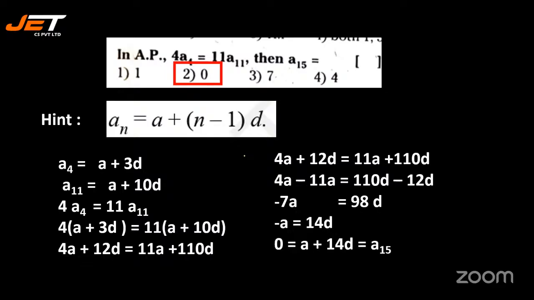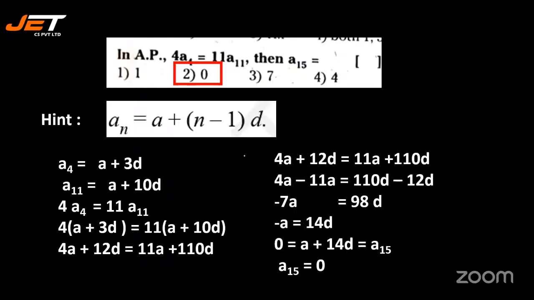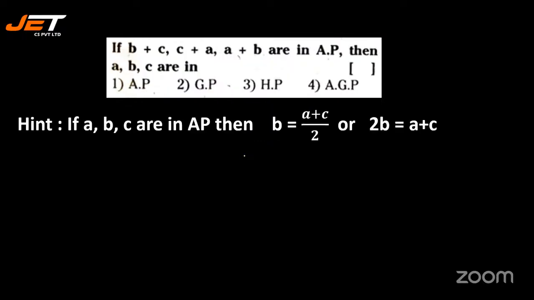So 0 is equal to A plus 14d, which is A15. So A15 is 0. So with that, your answer for A15 is 0. Okay. So hope you would have done it before me and posted the answer in the chat box. Yes. See the next question.